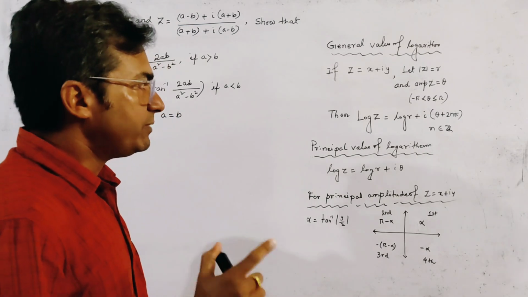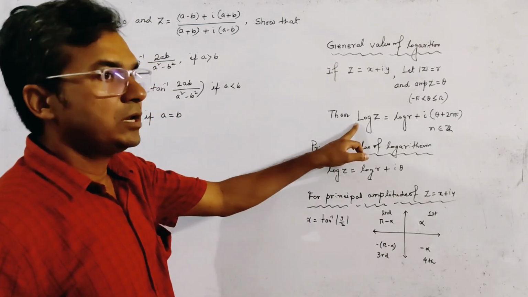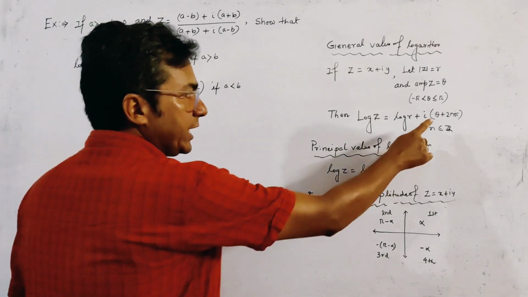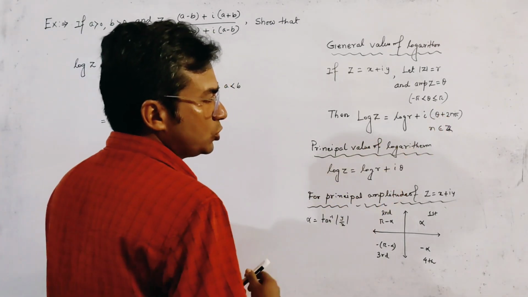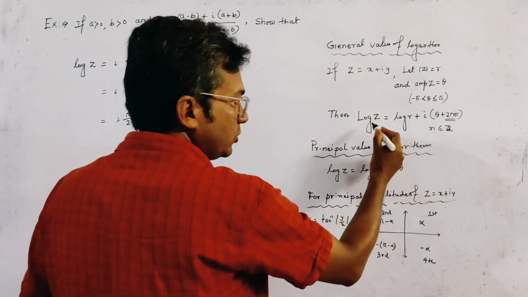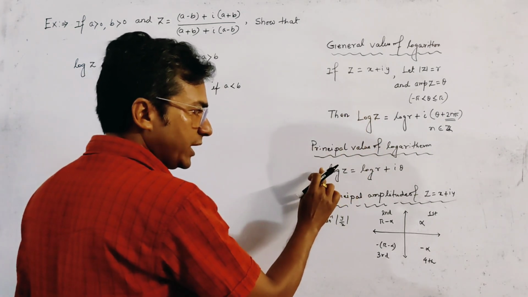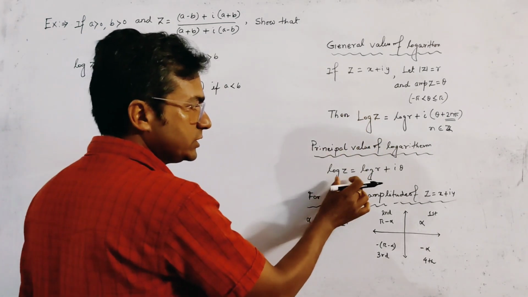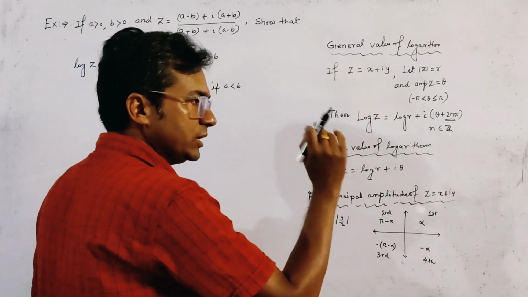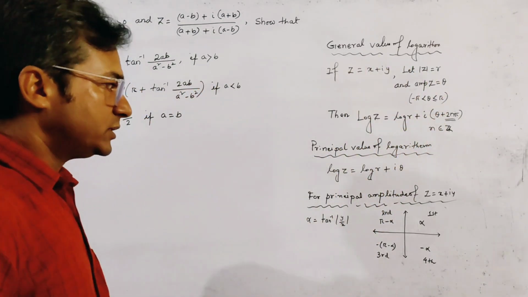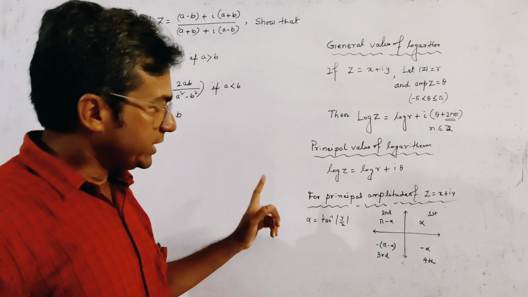Now the principal value of this general value of log z is given by putting n equal to 0. So if we put n equal to 0, then we get the principal value of log z. This is written as log z, where this l is small l. Log z is equal to log r plus i into theta. Here theta is also the principal amplitude. And now one more thing we need here.